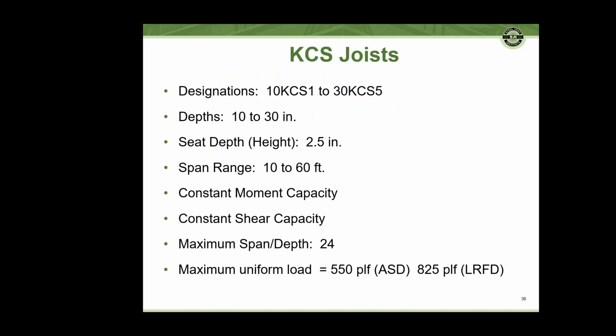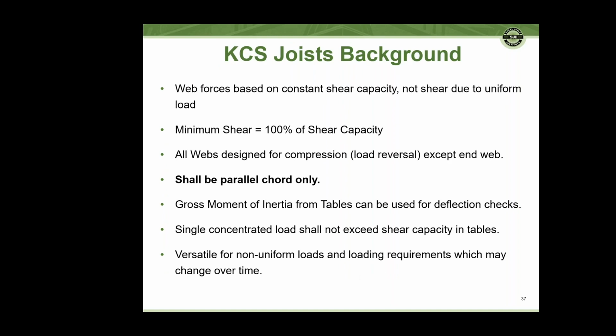KCS is a particular subset of the K series joists. They range from a 10 KCS1 to 30 KCS5. Other than that, the span and depth is similar to K series, and the maximum uniform load is similar as well. What's different is that these are based on a constant shear capacity, not shear due to uniform loads. So the minimum shear is equal to 100% of the shear capacity. All the webs are designed for compression and tension, except for the end web. These are parallel chord only.